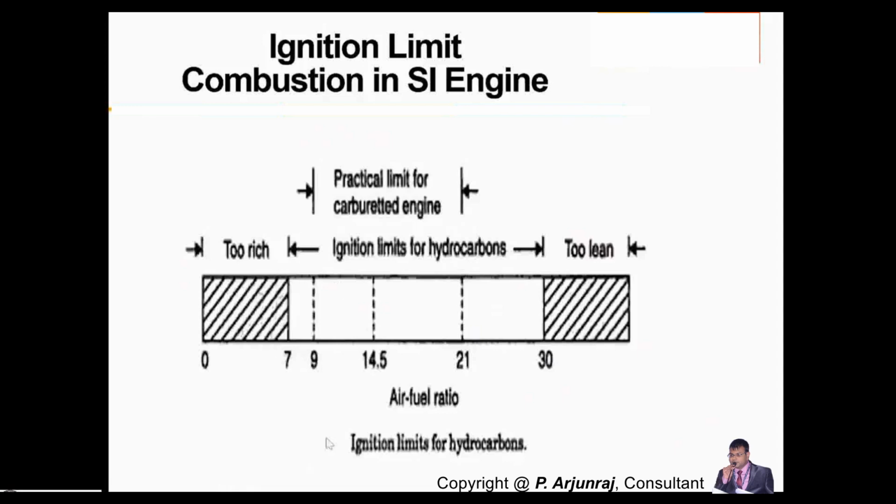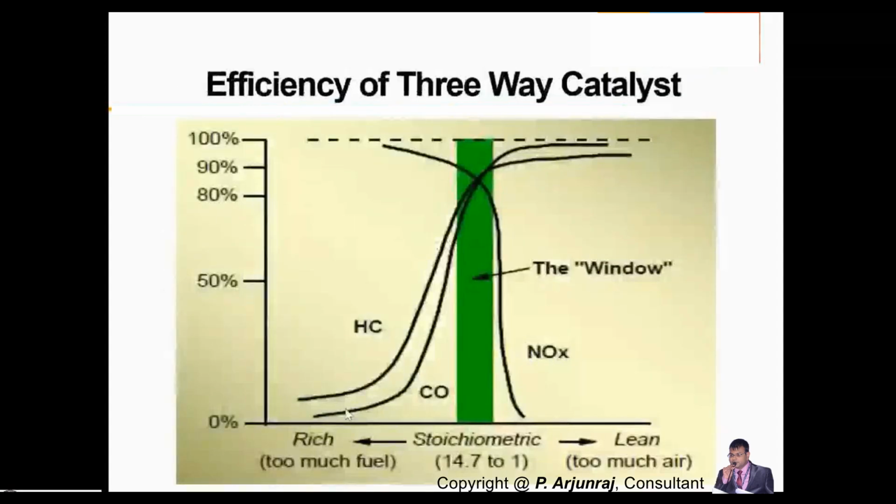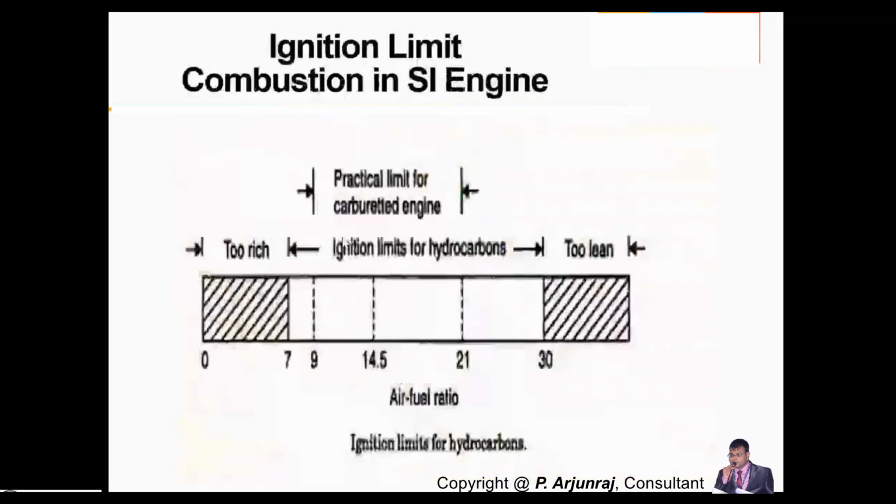Now you see here the limit. I'm not going to fix the limit only for the stoichiometric, and I'm also not going to fix it for the too rich side or the too lean side. I'm going to find the limit between the rich side and the lean side. This is the limit for the hydrocarbon.